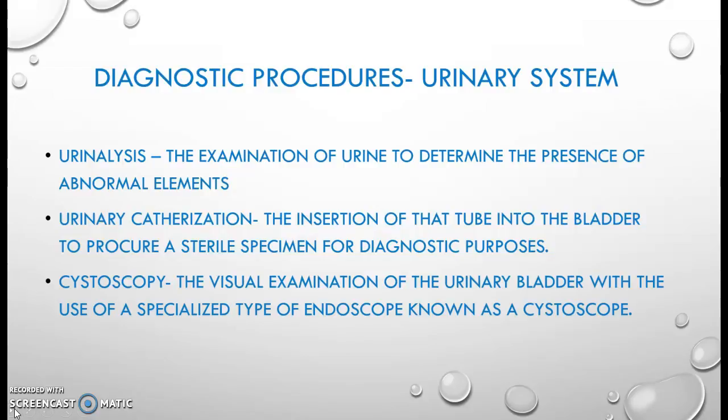Diagnostic procedures of the urinary system include urinalysis, the examination of urine to determine the presence of abnormal elements. Urinary catheterization is the insertion of a tube into the bladder to procure a sterile specimen for diagnostic purposes. Cystoscopy is the visual examination of the urinary bladder with the use of a specialized type of endoscope known as a cystoscope.